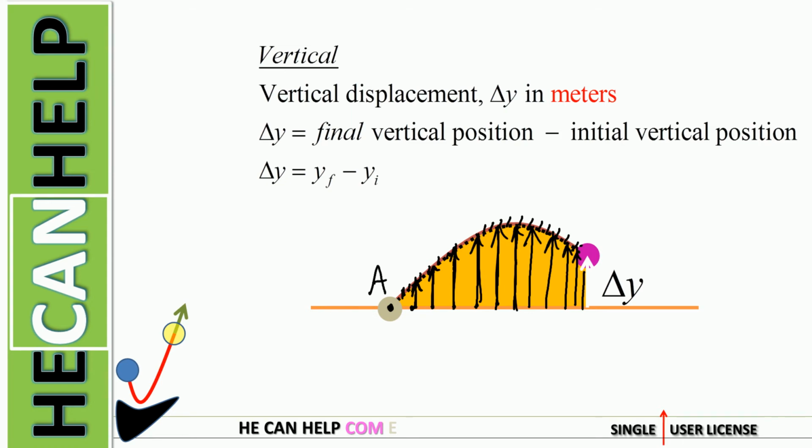Now, there can be a point when the displacement will be zero. If this is point A and this is point B, and points A and B are at the same vertical height, they have the same vertical position with respect to the origin. In that case, the vertical displacement between point A and point B will be zero.